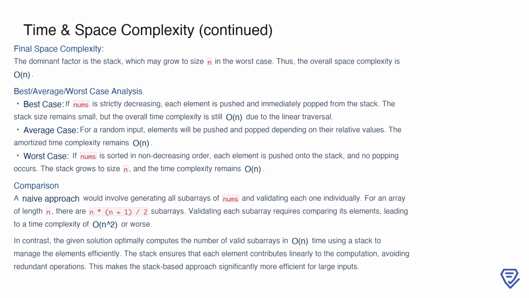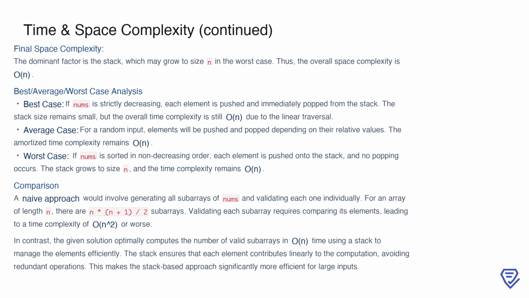Let's consider the best, average, and worst-case scenarios. In the best case, where the array is strictly decreasing, each element is pushed and then immediately popped from the stack. Although the stack size remains small, the time complexity is still O(n) due to the linear traversal. For random inputs, the stack size fluctuates depending on the relative values of the elements, but the amortized time complexity remains O(n). In the worst case, when the array is sorted in non-decreasing order, all elements are pushed onto the stack, and no popping occurs, leading to a stack size of n.